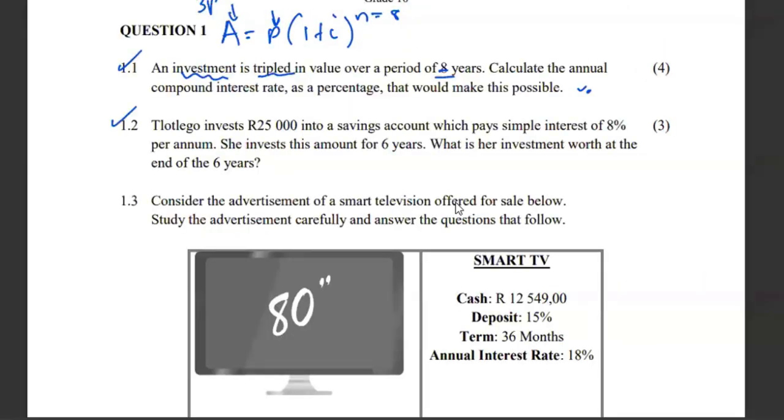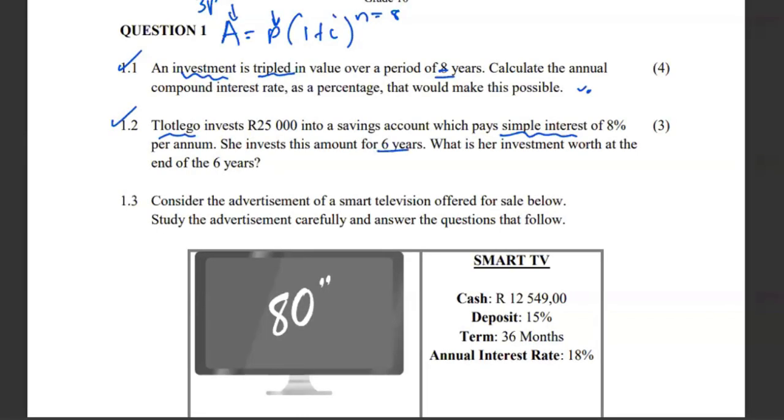Then 1.2, they're telling us this lady invests 25,000. It's a savings account which pays simple interest at 8% per annum. She invests for 6 years. What's the investment worth at the end of the 6 years? So we're dealing with simple interest. Now, the formula for simple interest is given as A is equal to P into 1 plus i times n.